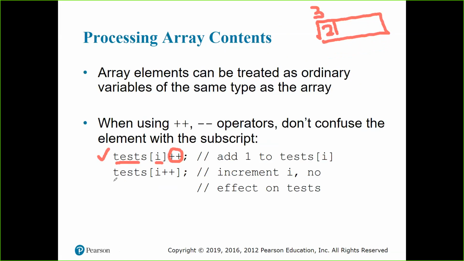But there is a difference between this and this. In test[i++], this time the ++ is inside the square bracket, so it means the index will be incremented. If the index is 0 the first time and then i++, it will show index 1, and index 1 will show the second value, whatever that value is. So there is a difference between this and this.